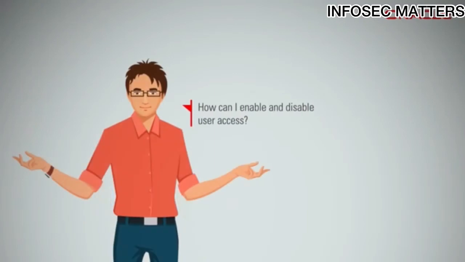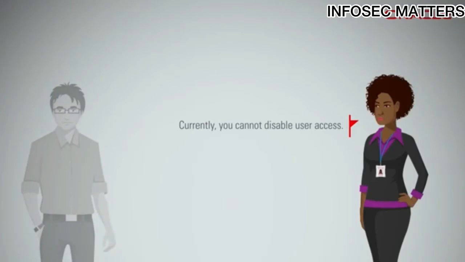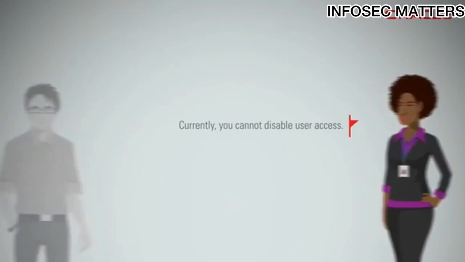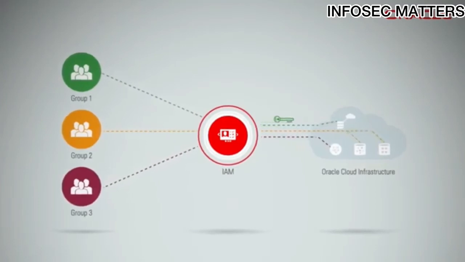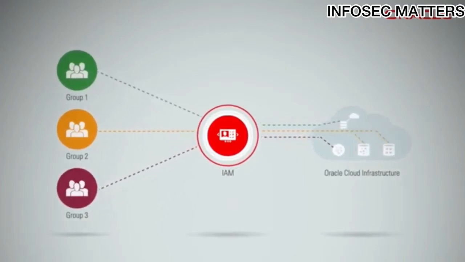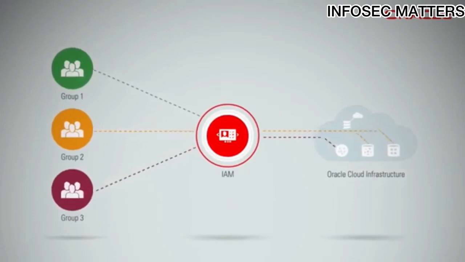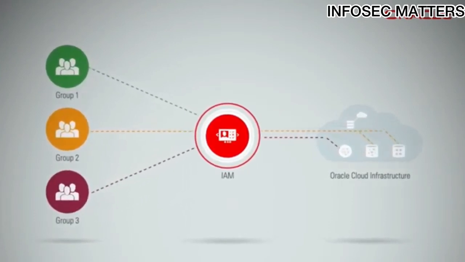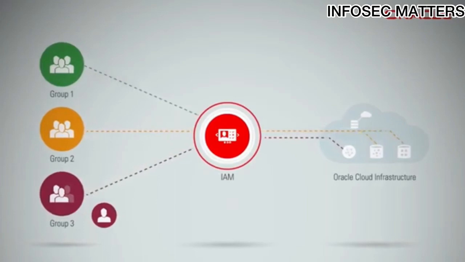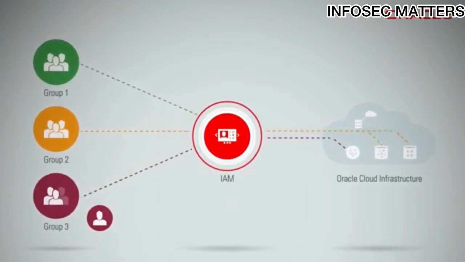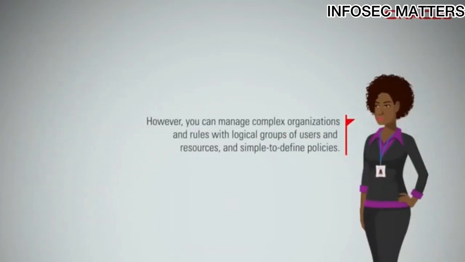How can I enable and disable user access? Currently, you cannot disable user access. However, you can reset passwords or remove keys and thereby change that user's group memberships. You can also revoke permissions by simply removing users from any group that has been given specific permissions. However, you can manage complex organizations and rules with logical groups of users and resources and simple-to-define policies.